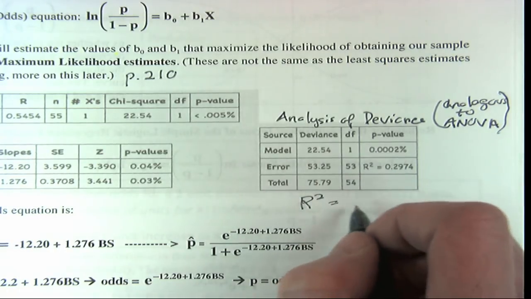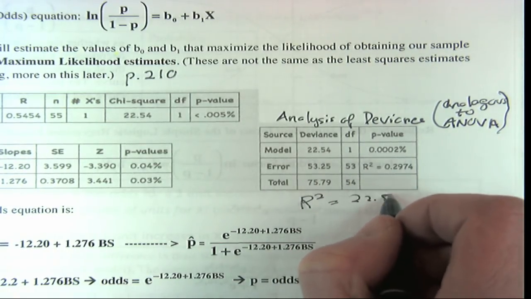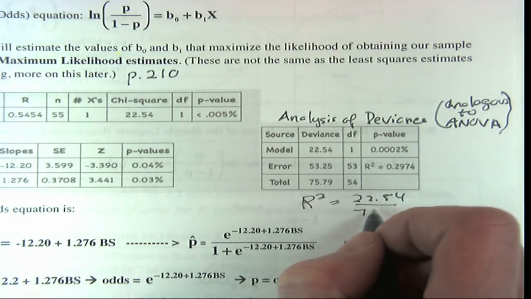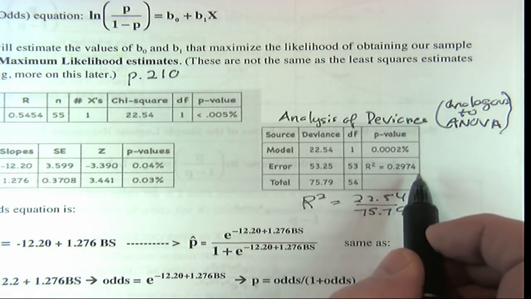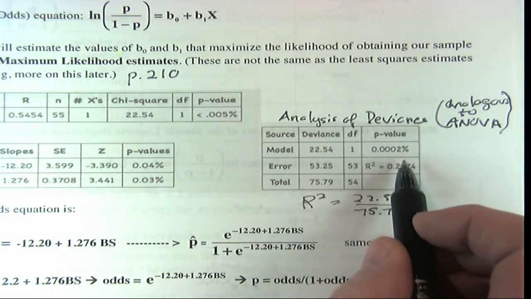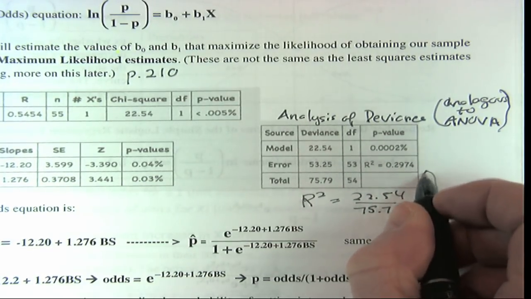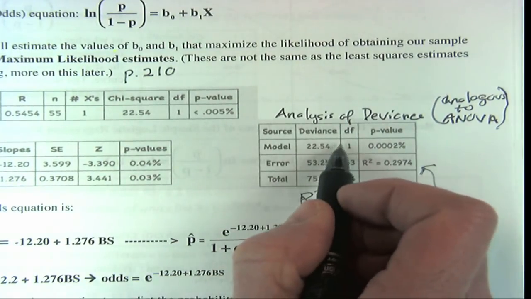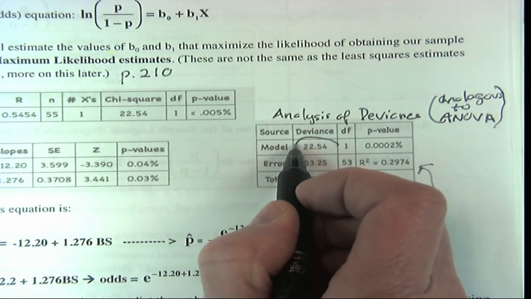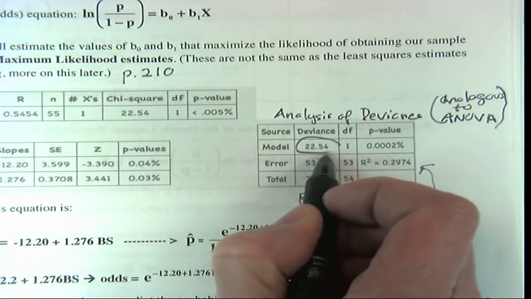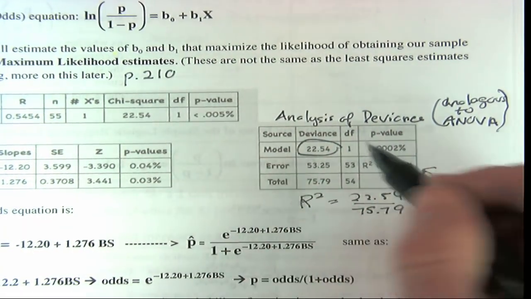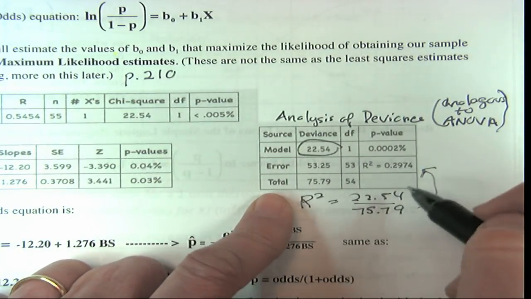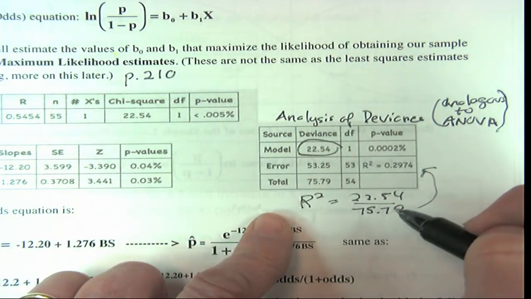What's similar here? 22.54 over 75.79. And you get this sort of equivalent R squared here. That's the same as that. And then you get the sum of squares model here, which is really not sum of squares, it's the deviance. The structure is very much like the ANOVA table.